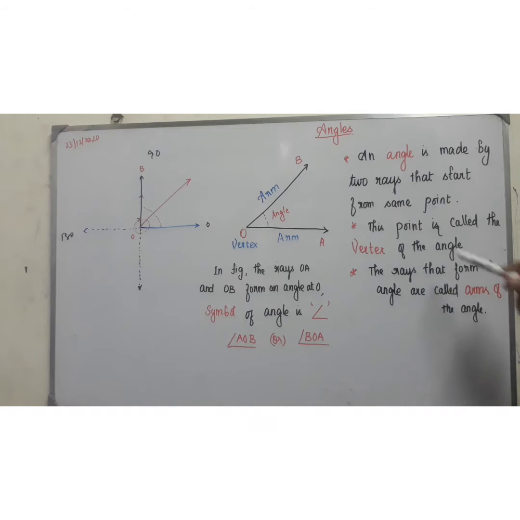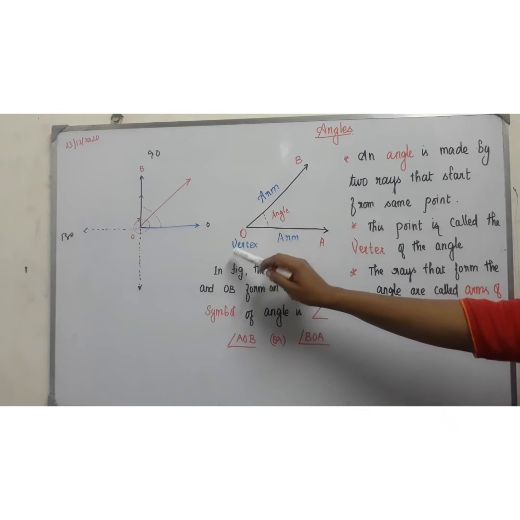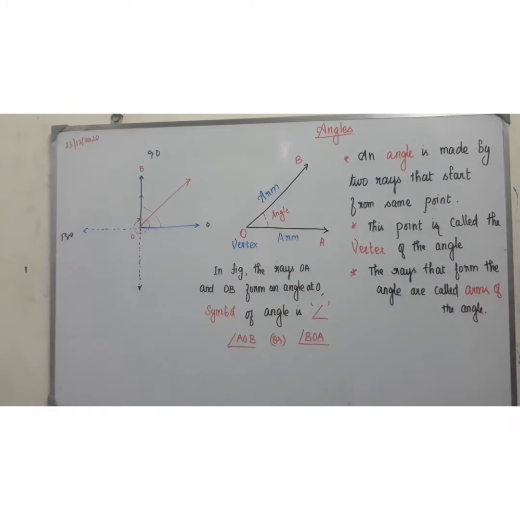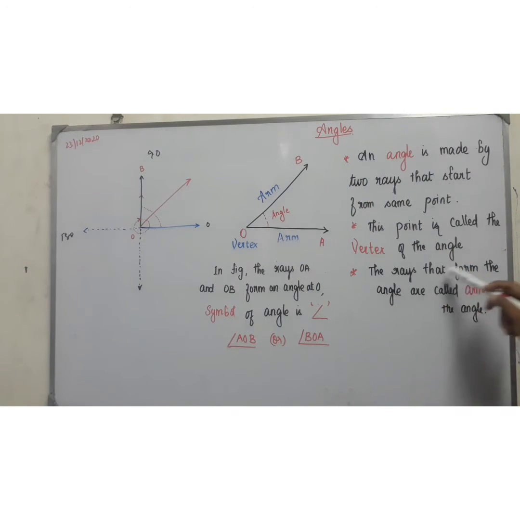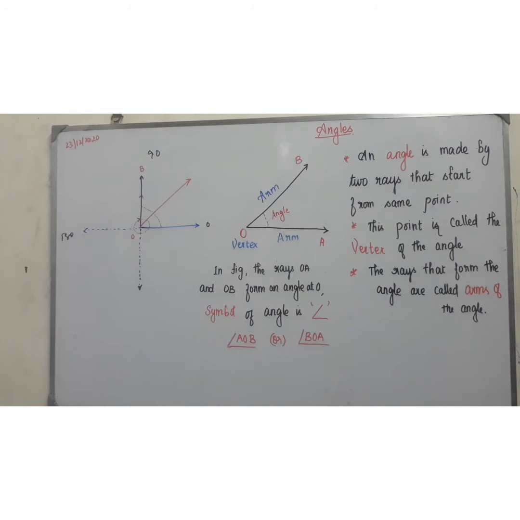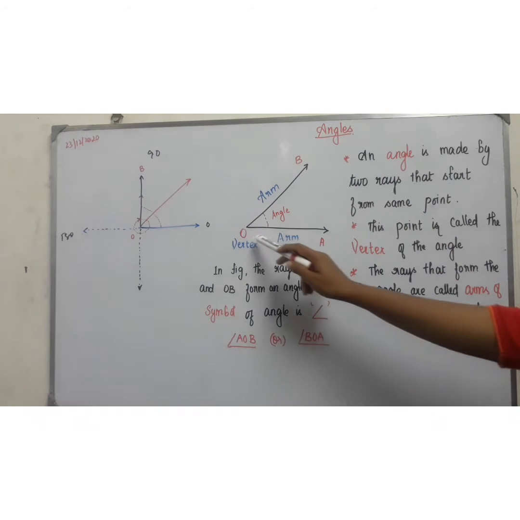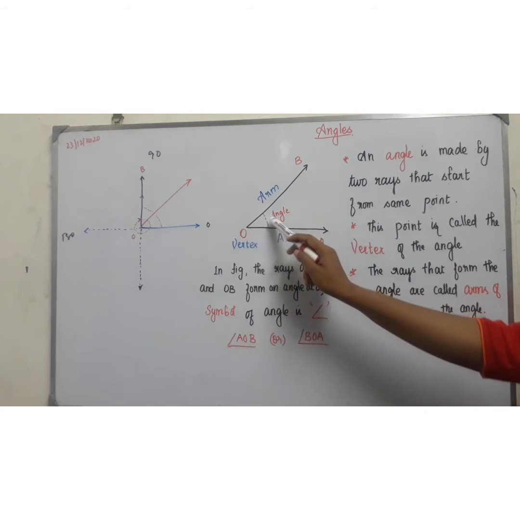Okay, next thing is, this point is called the vertex of the angle. This same point, we call it the vertex of the angle. Okay, and the rays that form the angle, these two rays, are called the arms of the angle. So this is an arm of the angle. This one is also an arm of the angle. That means OA and OB are the arms of the angle. Okay, so in this figure you can see the rays OA and OB form an angle at O, right? At the point O it forms an angle.